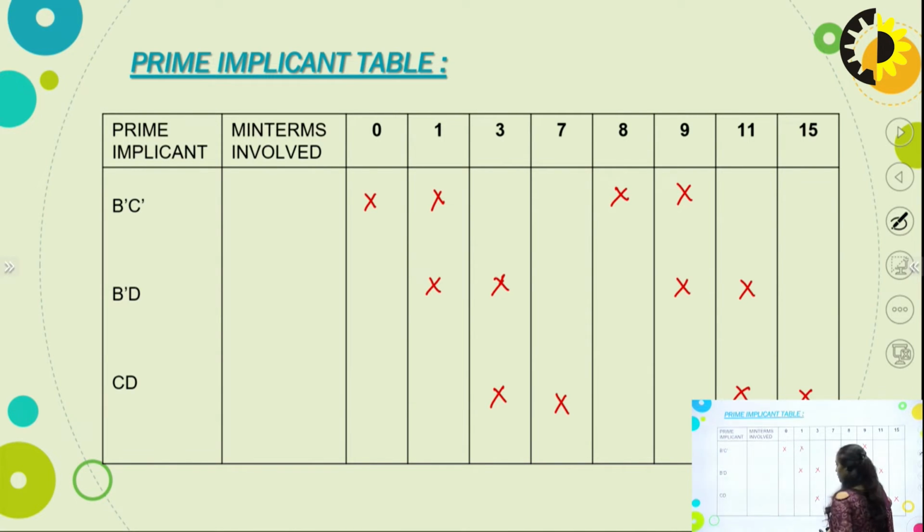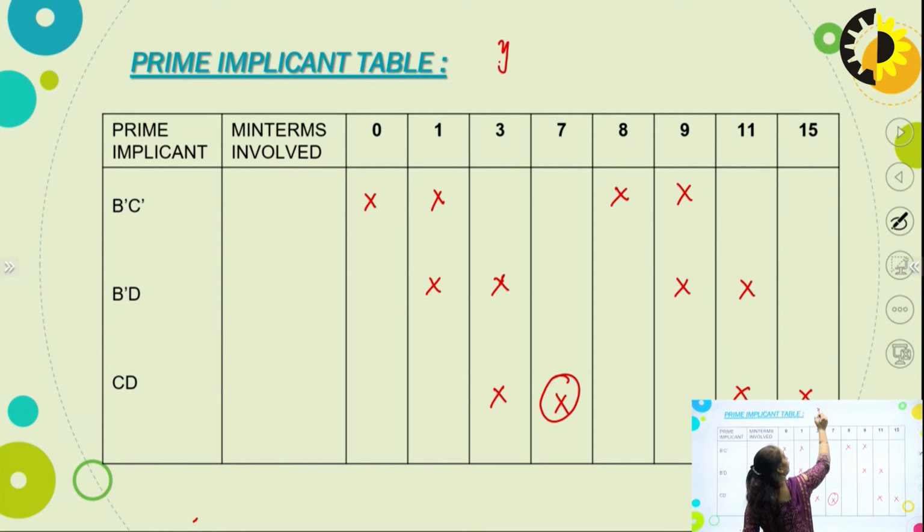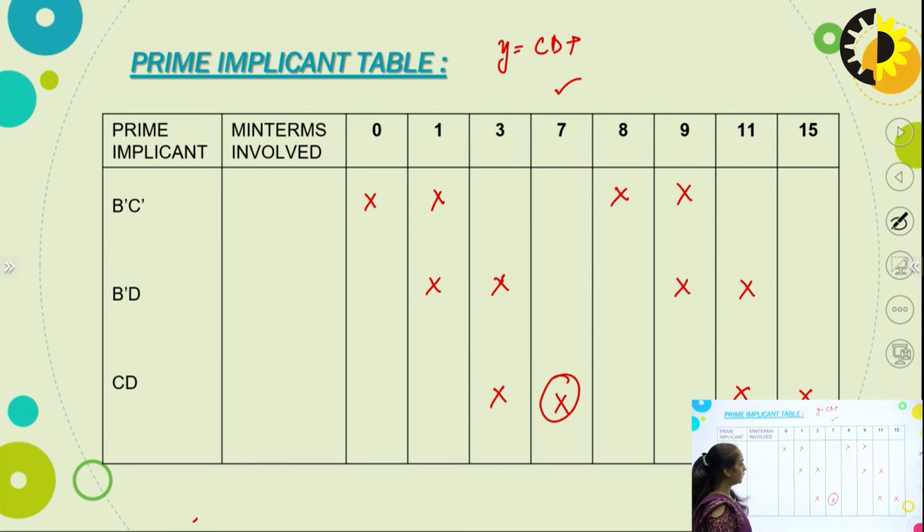So, your result will be written as, first mark the individual x in any column, right. Here in this table we can see that this x is individual in a column, and this corresponds to CD. So this will be my essential prime implicant. Your y will be written as CD plus, next, this 7 is done. Now, we are going to cover all these terms.